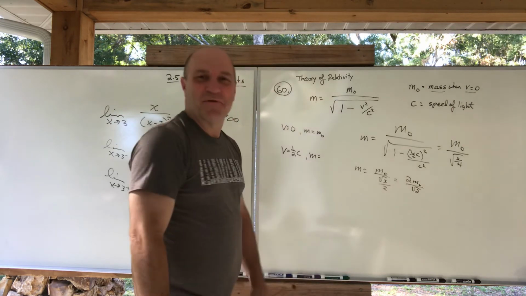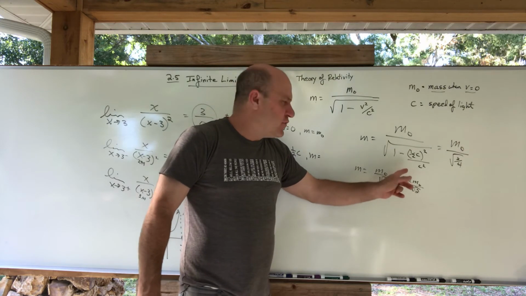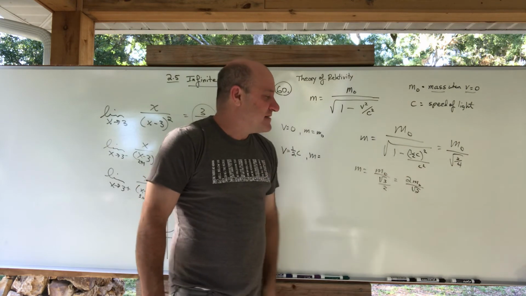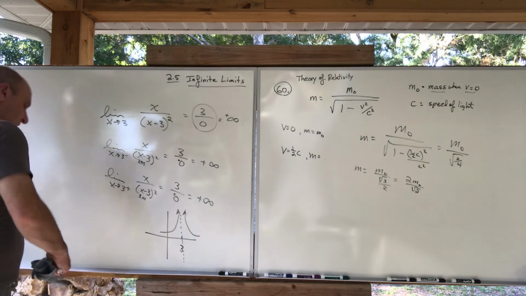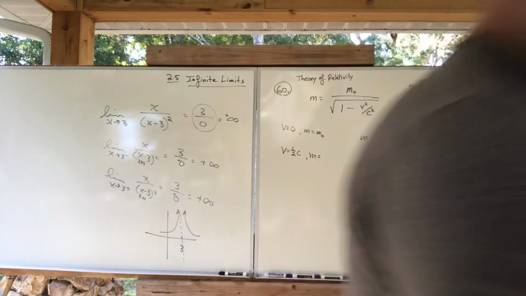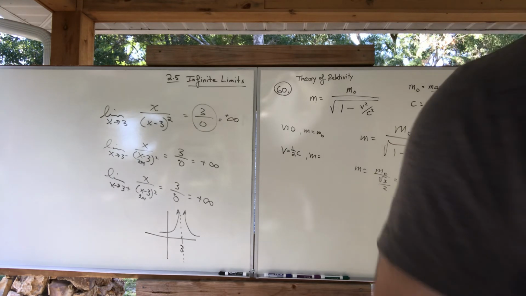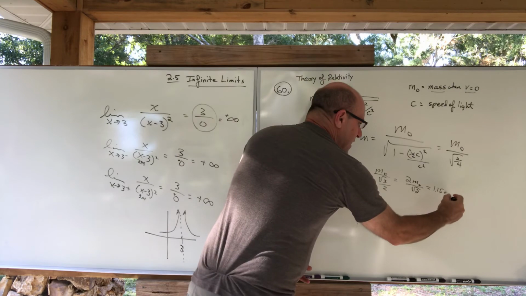Now, I'm not sure what that is. I am sure what that is. The square root of 3 is 1.7. So this 2 over this 1.7, this is bigger than 1. So it's slightly bigger than the original mass. It's 2 over the square root of 3. Let me see what that is real quick. Yeah, about 1.15. So this is about 1.15 m naught.